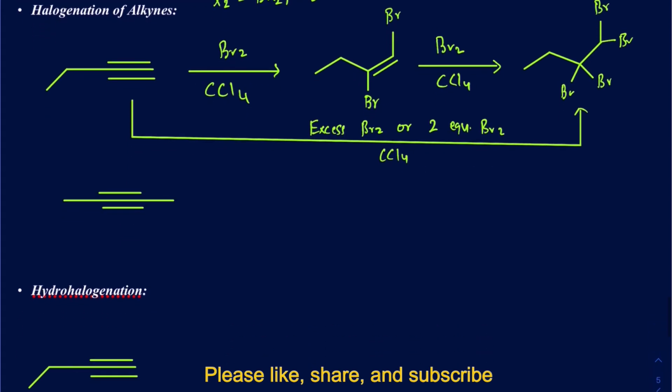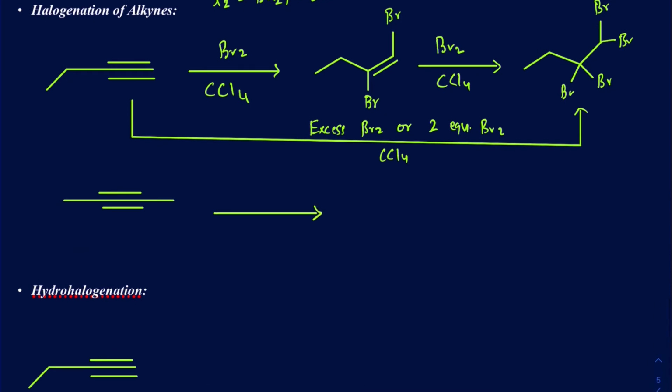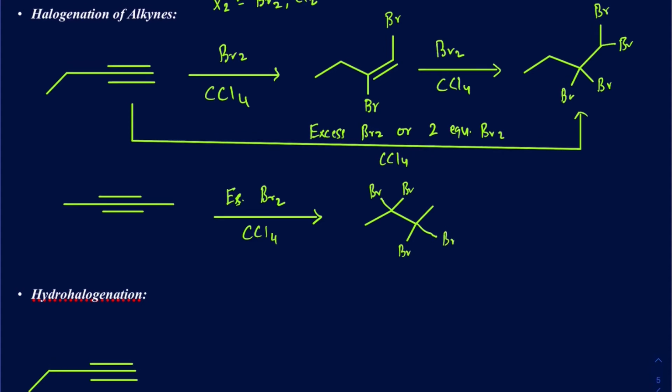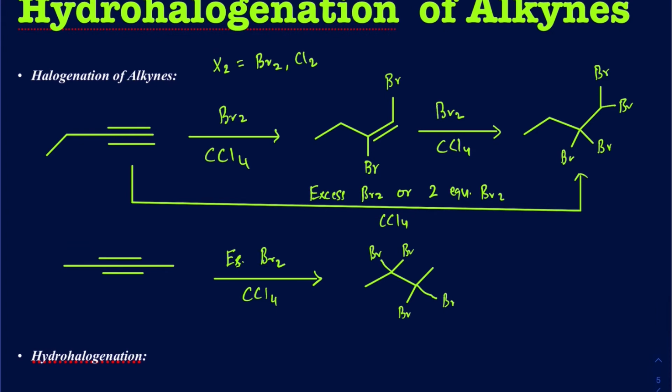So suppose I have an internal alkyne. There's really not going to be any difference in terms of the products. Suppose I'm using excess Br2 there, in the presence of CCl4. At the end of the day, you just have to make sure that you're adding your bromines onto those carbons. But you're still going to end up making a tetrahalogenated compound. So that's how it's going to look. That's your halogenation for the alkynes.